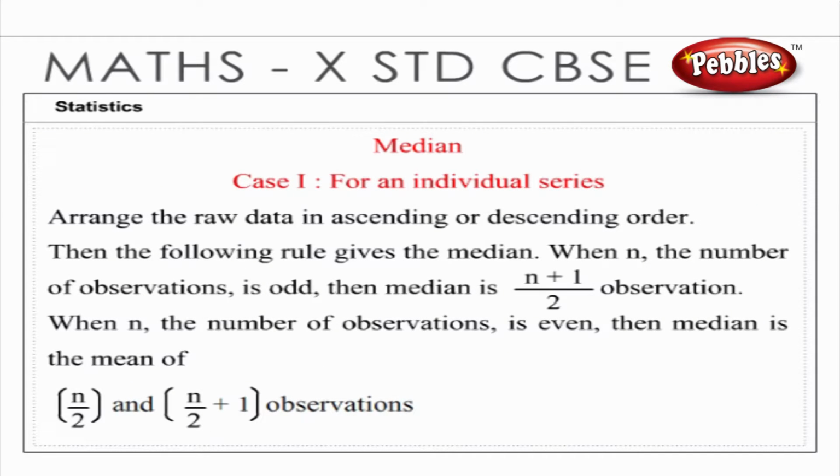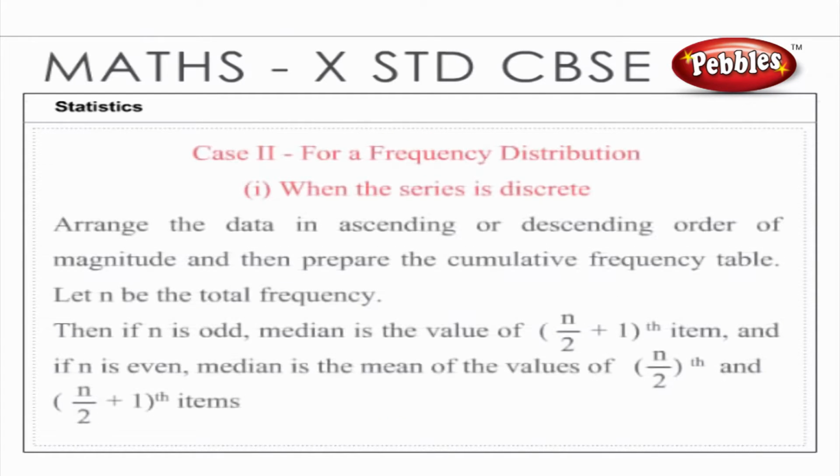Median. Case 1. For an individual series. Arrange the raw data in ascending or descending order. Then the following rule gives the median. When n, the number of observations, is odd, then median is the (n plus 1) by 2th observation. When n is even, then median is the mean of the n by 2th and (n by 2 plus 1)th observations.